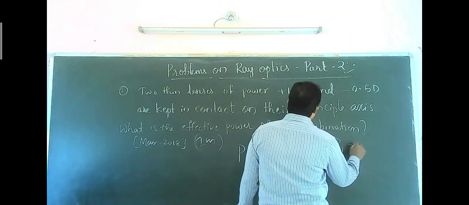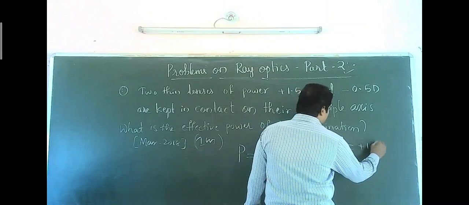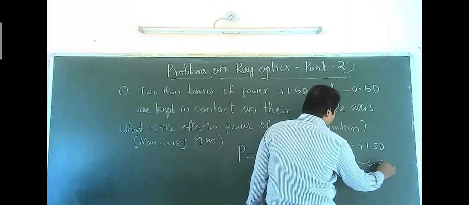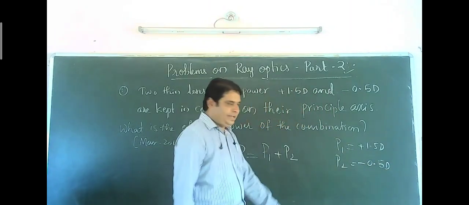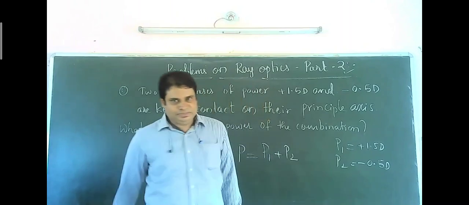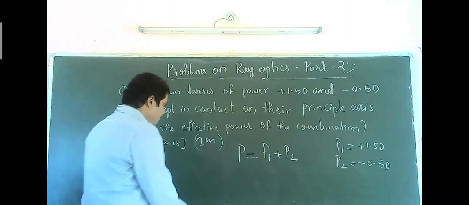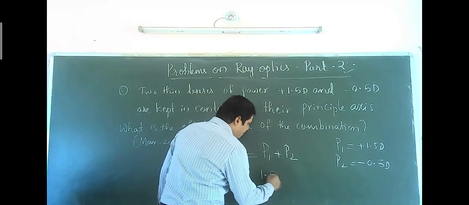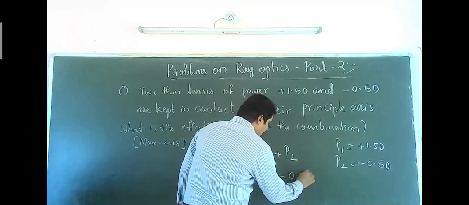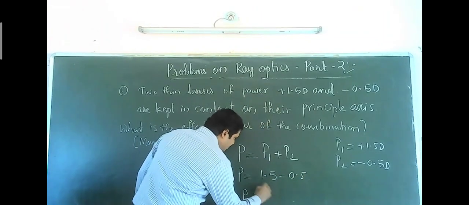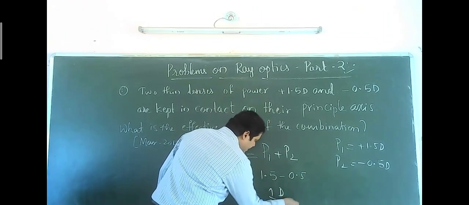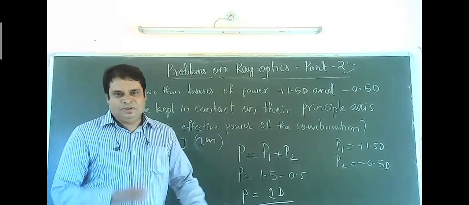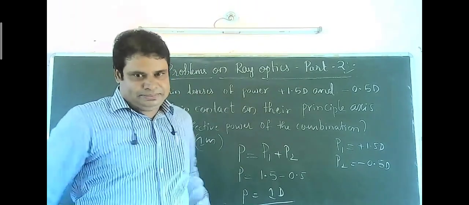Here P1 is equal to plus 1.5, P2 is equal to minus 0.5. See, this is plus, this is minus. Why? You know what the meaning of plus and minus is. Let me write now. P is equal to 1.5 minus 0.5. P is equal to 1 diopter. Very simple for 1 month.